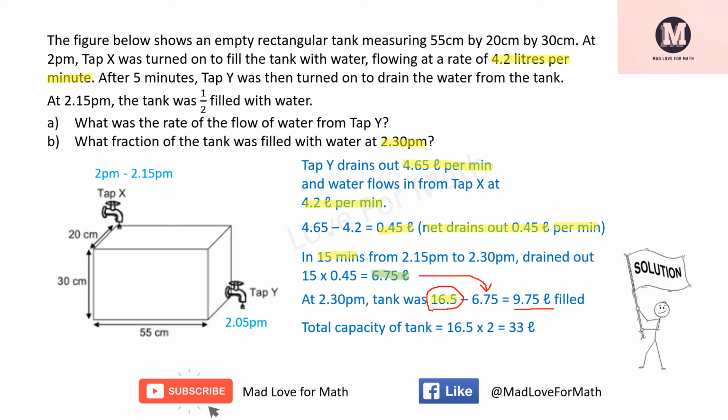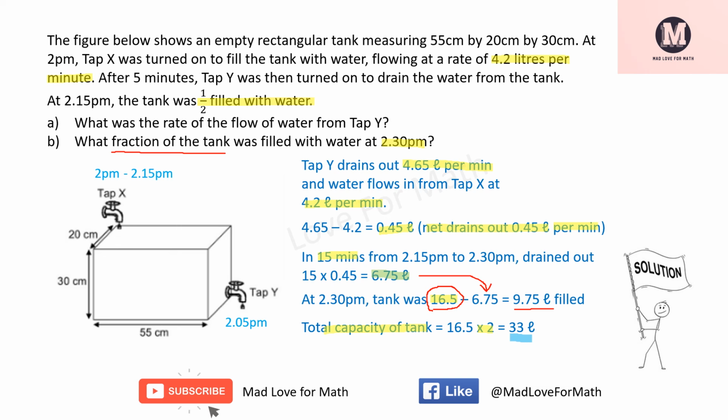So because we need to find the fraction of the tank, we need to calculate the total capacity of the tank. So the total capacity of the tank will be 16.5 multiplied by 2 because it says half filled with water, right? So the total capacity will be 33 liters.